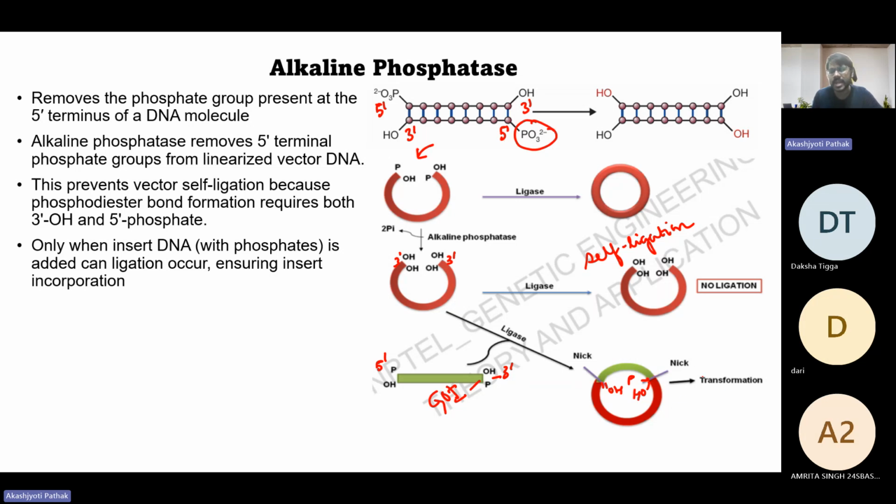But when this is transformed into the bacteria, it has its own DNA repair machinery, and using its repair machinery, it will ligate the two ends. This 3 prime OH which is present in our insert and the OH which is present in our vector will be ligated by using the DNA repair machinery of the bacteria. So these are very important concepts when you are doing molecular cloning.